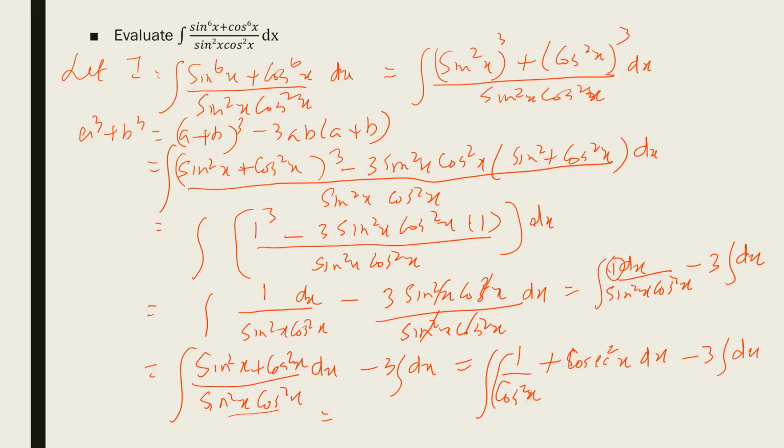So here we can see that 1 by cos square is sec square and integral sec square is tan x. And integral cosec square is minus cot x, minus 3 into integral dx is x plus c. So this is the final answer.